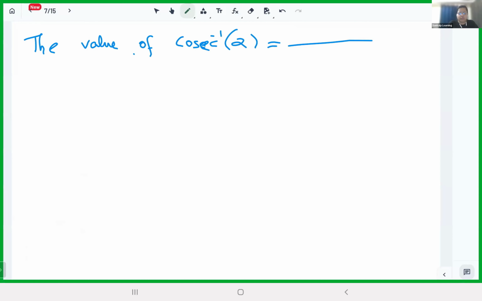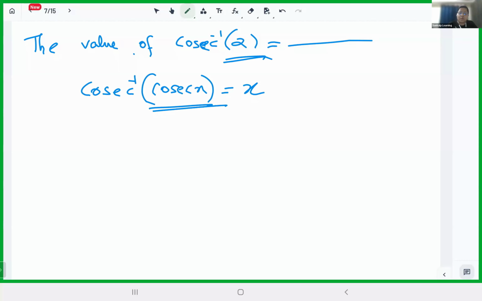These questions are always solved with the help of that property, that is cosec inverse of cosec x is equal to x, isn't it? The condition is that this x should belong to the principal value branch of the function cosec inverse. All right. So 2 should be written in the form of cosec x. That is, we have to find the value of x for which cosec x will give you 2.